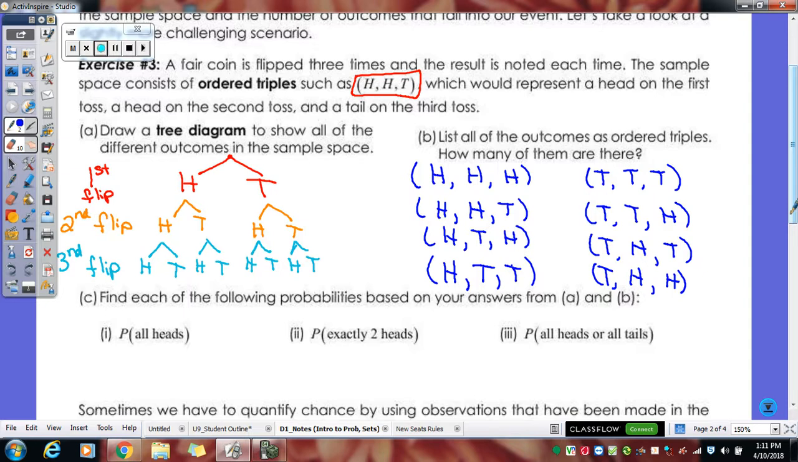How many outcomes do we have? 8. If we go over here and count up the last row, we still have the same number of outcomes. We still have 8 outcomes. So whether you choose to do a tree diagram or list them out, you're still going to get the same number of outcomes as long as you do it correctly.